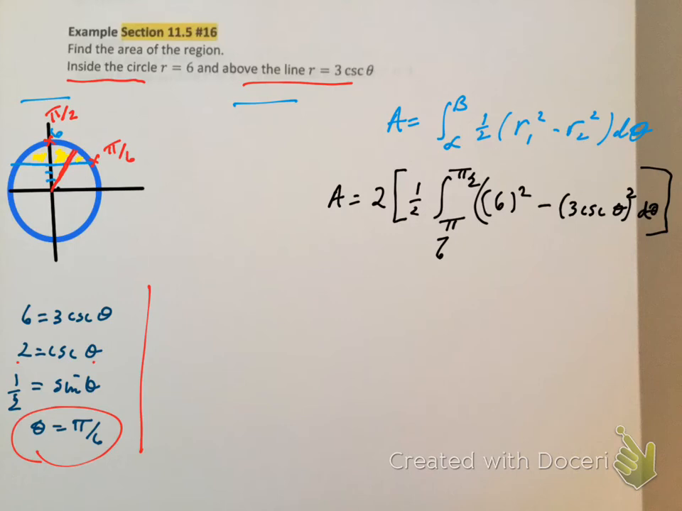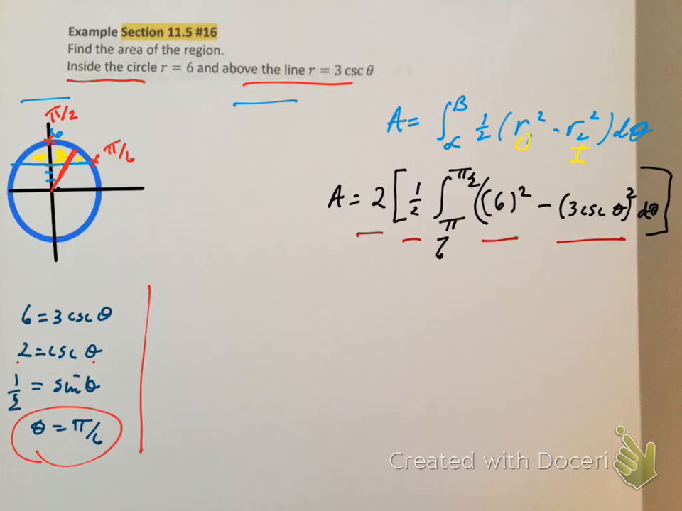Alright, so we have to do the outer one minus the inner one. So here's the outer one, here's the inner one, if you want to think of it that way. And if I highlight things then, the 2 is because of the symmetry, the 1/2 times the radius squared times the angle. And the outer radius is going to be the circle, so that's 6 squared. And the inner radius is going to be the line.